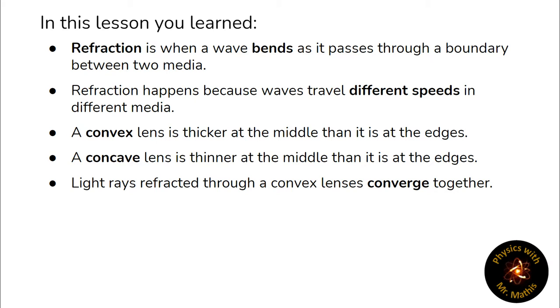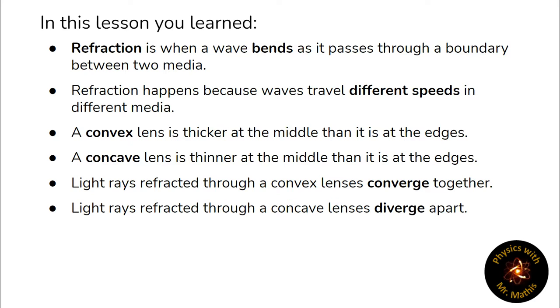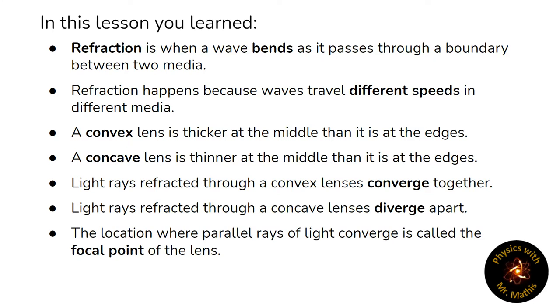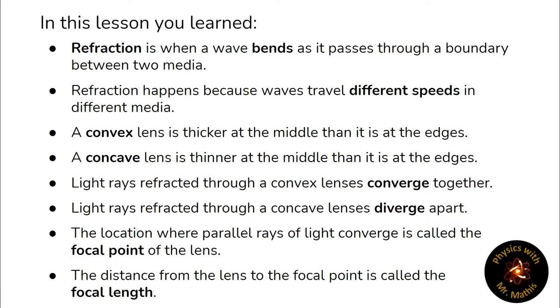We saw how light rays refracted through a convex lens converge together, which is why it's called a converging lens. And light rays refracted through a concave lens diverge apart, which makes it a diverging lens. We saw that the location where the rays of light converge after going through a lens is called the focal point, and the distance between the focal point and the lens is called the focal length.